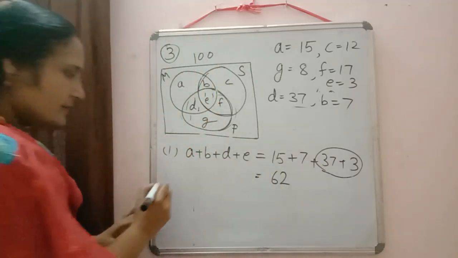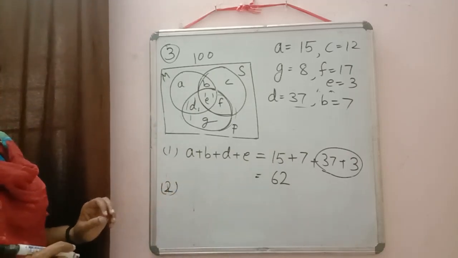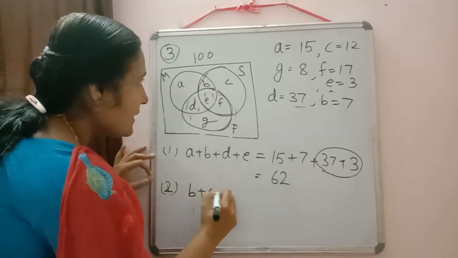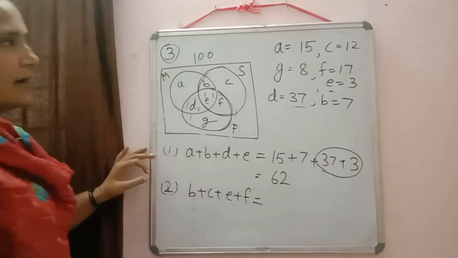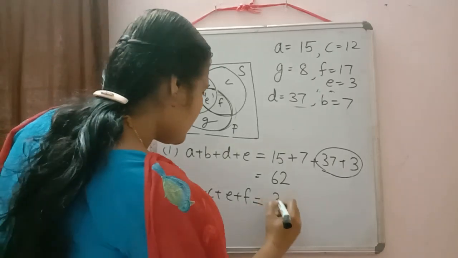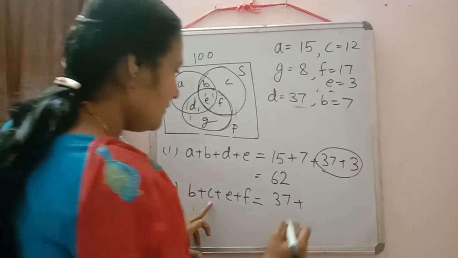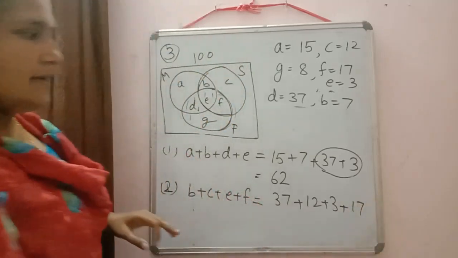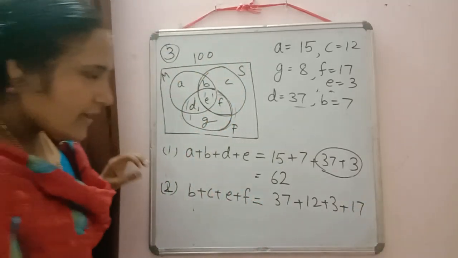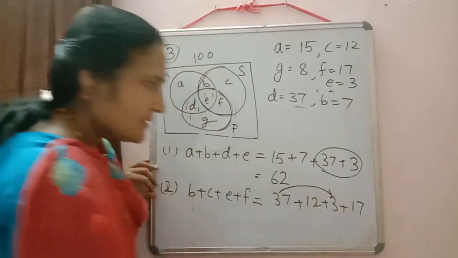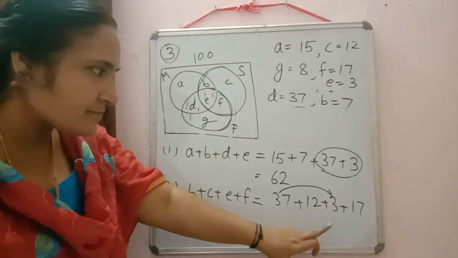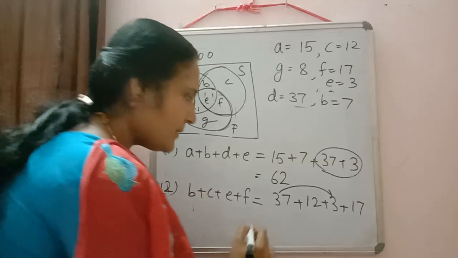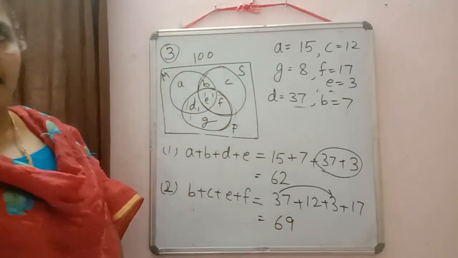Clear? Okay. Then next, question number 2, offered statistics. Statistics is represented by B plus C plus E plus F. Again substitute the values. We have B is equal to 7, C is equal to 12, E is equal to 3, and F is equal to 17. So how can we do it now? 37 plus 3, that will be equal to again 40. 17 plus 12, that will be equal to 29. So 40 plus 29 will be equal to 69.